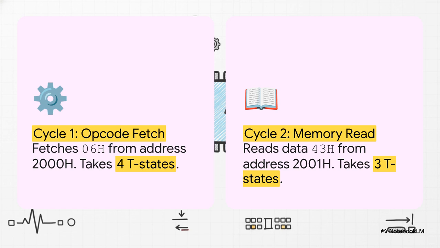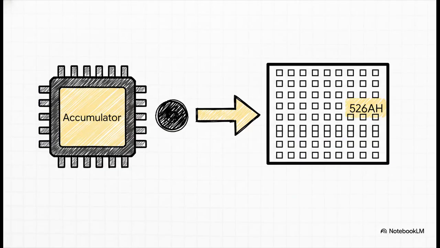Okay, now for something a little more complex. STA 526AH. This instruction means store the value from the accumulator into memory location 526A. The accumulator is a special, primary register where the CPU does most of its math and data manipulation. So this command is all about writing data out to memory.